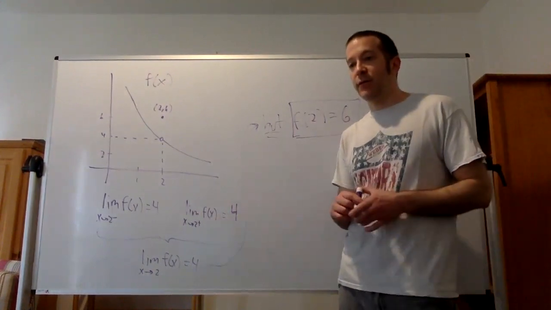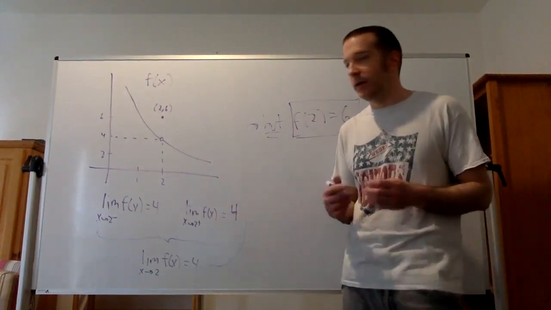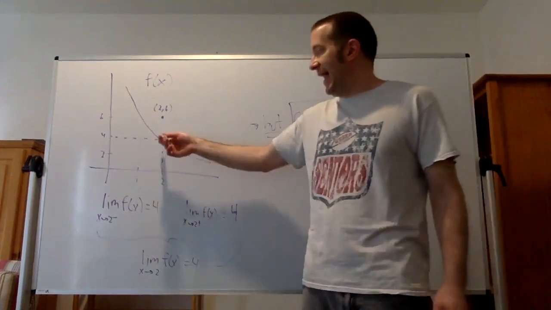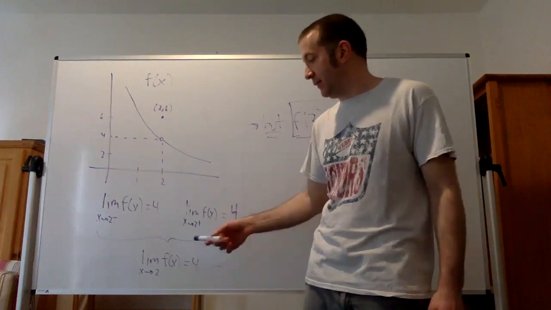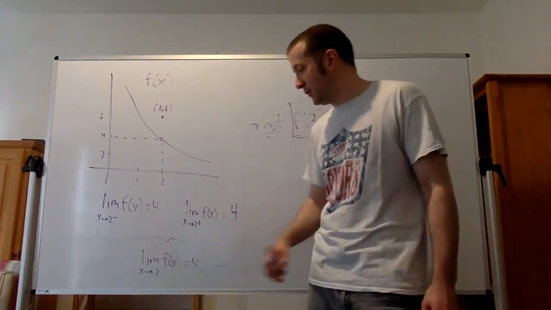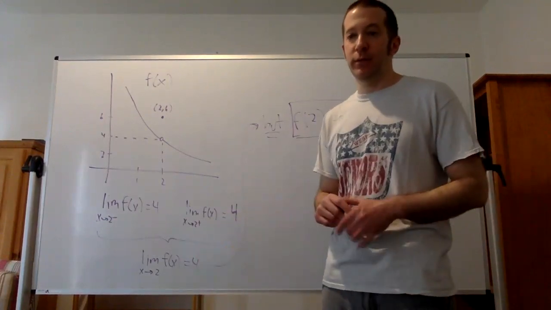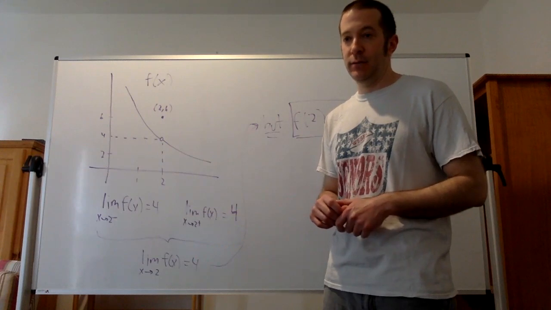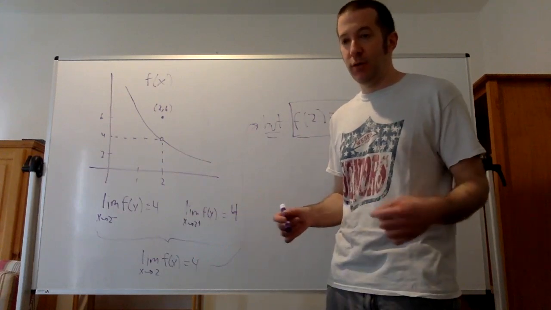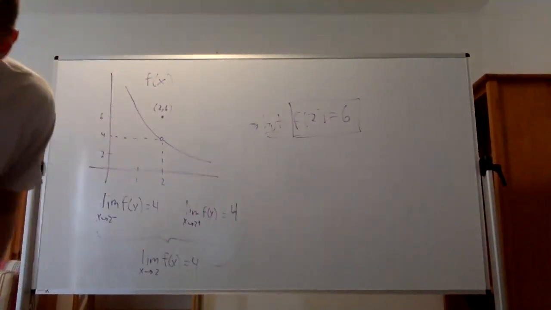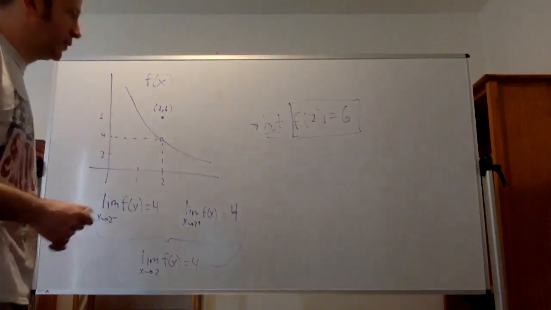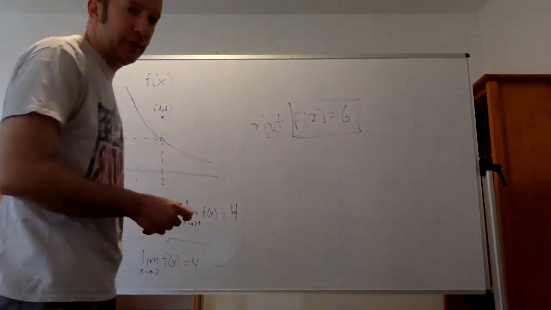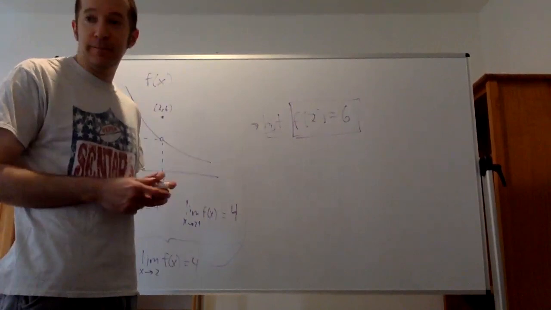And the reason I made this the first example is to emphasize the point that what happens at 2 does not affect the limit. The value of the function at 2 may or may not be equal to the limit. And as we do more examples, y'all will see more clearly the distinction there, but it's very, very important.